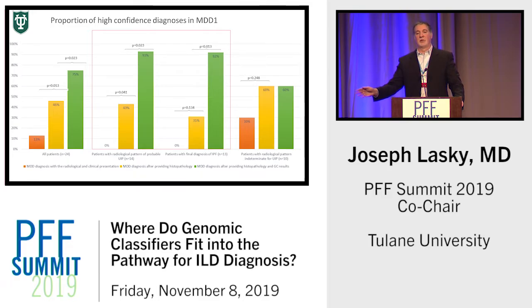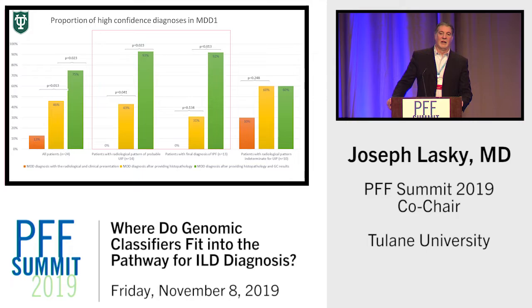And then farthest to the right are those patients that we're looking at everything all together before we did any of this and said, this is not going to be IPF. And as you can see there, adding the genomic classifier in those cases didn't seem to help, but it sure did increase the confidence in those that would be considered probable or possible.